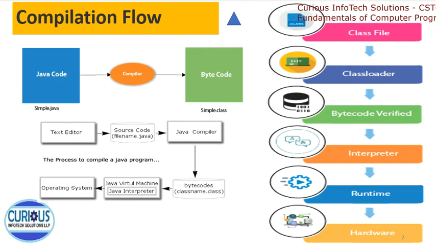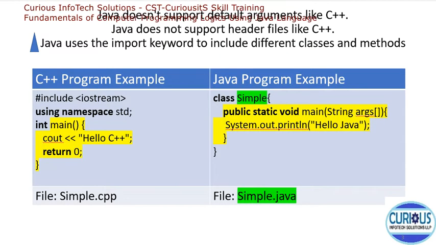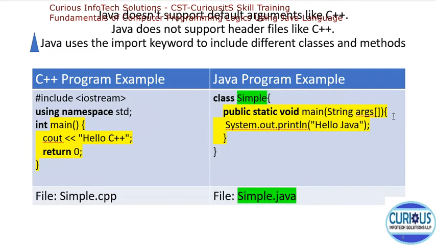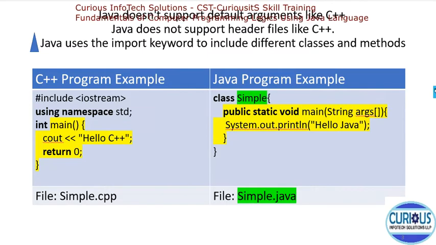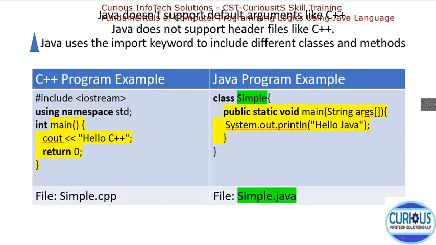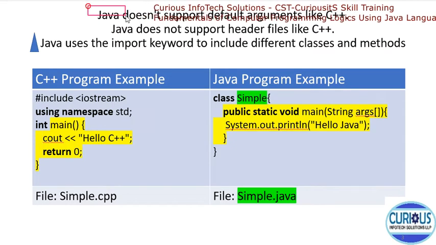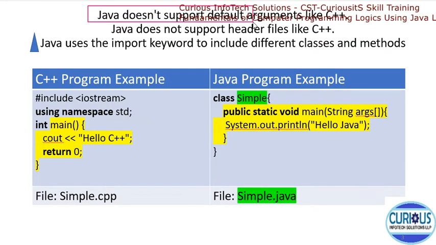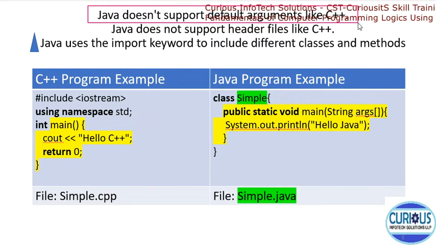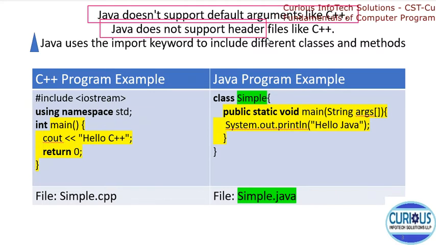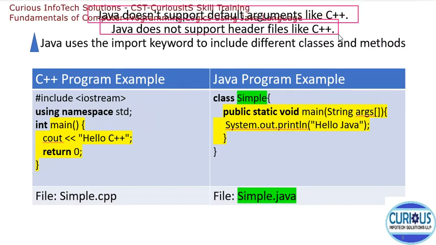Now we will understand one important program. Now I want to explain through a fundamental program how we will write our Java program. So here we have an instruction that Java does not support default arguments like C++. So we do not have to give a default argument here. Then Java also does not support header files like in C++.